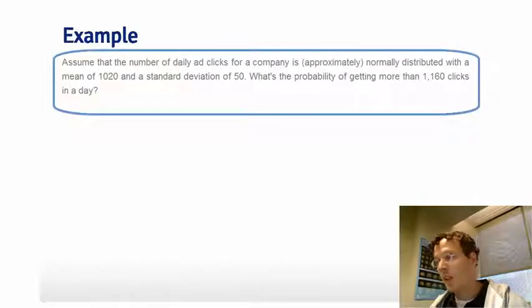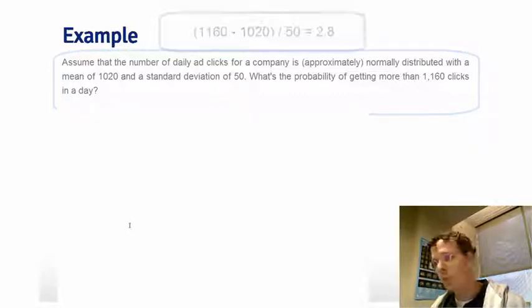Assume the number of daily ad clicks for a company is approximately normally distributed with a mean of 1,020 clicks per day and a standard deviation of 50 clicks per day. Let's assume that days are a random sample of days, and that if we're talking about a specific day, it's a draw from this general distribution. What's the probability of getting more than 1,160 clicks on a given day?